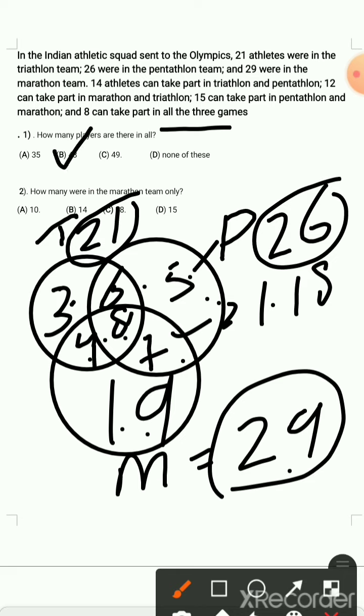So the answer is B. How many were in the marathon team only? Marathon team only, so this is the marathon team only, and this is 10. So the answer is 10 in this part. Okay.